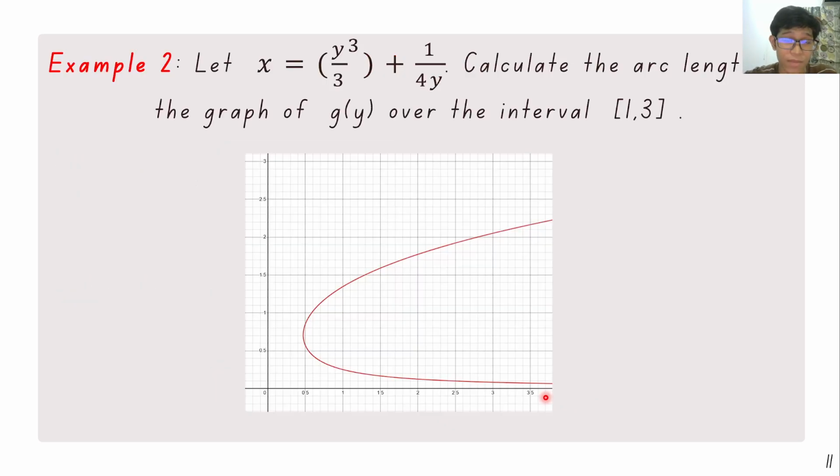For the second example, it's the opposite of the first one, which is this time it was giving x instead. So let's go over example 2. Let x equal y cubed over 3 plus 1 over 4y. Calculate the arc length of the graph of g(y) over the interval 1 to 3. As you can see, I already drew the graph right here, so you can see what the arc looks like. So we have to calculate the length of this arc over the interval from 1 to 3.